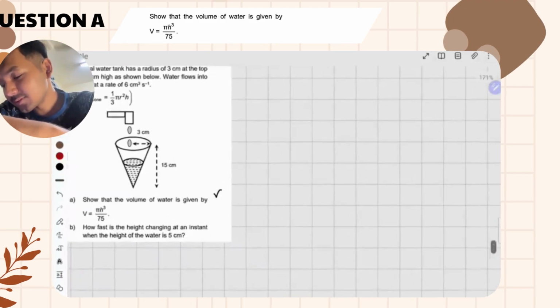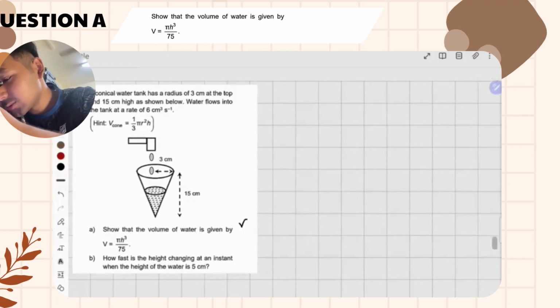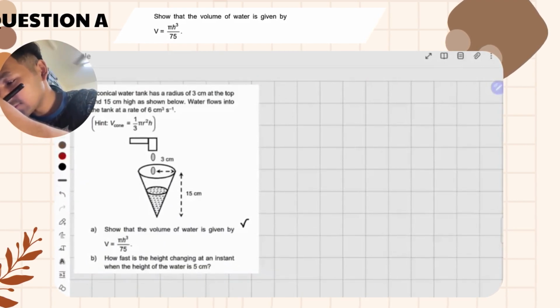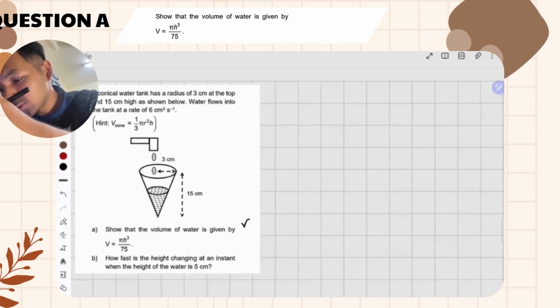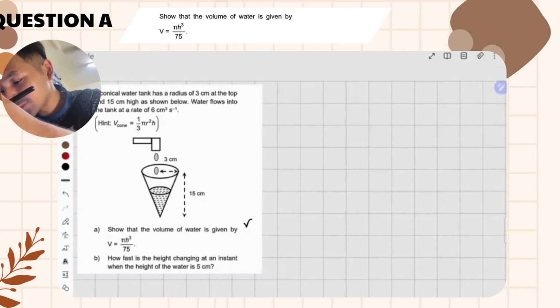So today I will present question 6, which sounds like this. A conical water tank has a radius of 3 cm at the top and 15 cm height as shown below. Water flows into the tank at a rate of 6 cm³ per second.